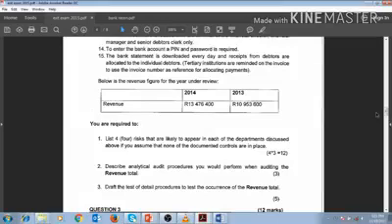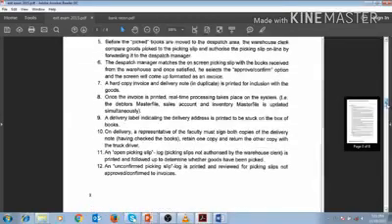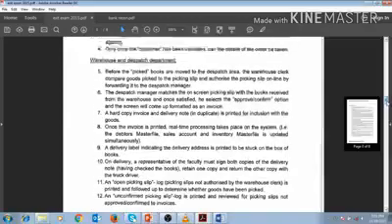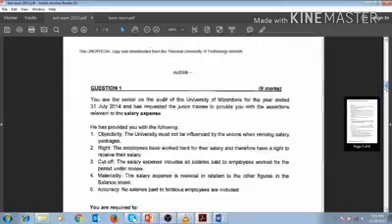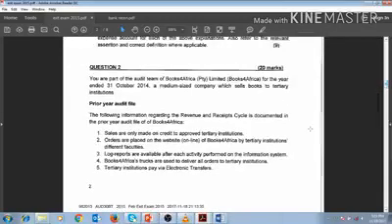So let's just read question 2. Let me go up. Yep, question 2 starts here. Now they say that you are part of the audit team of Books for Africa Limited for the year ended 31st October 2014, a medium-sized company which sells books to tertiary institutions. Prior year audit file. The following information regarding the revenue and receipt cycle is documented in the prior year audit file of Books for Africa.